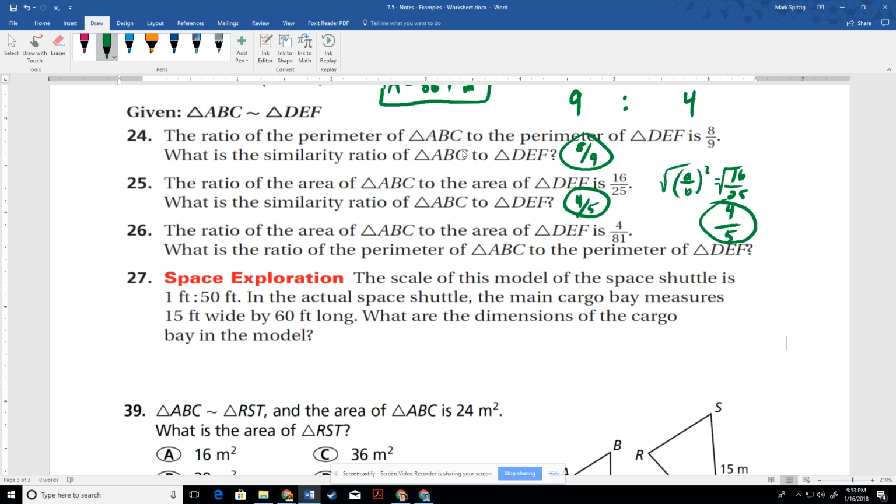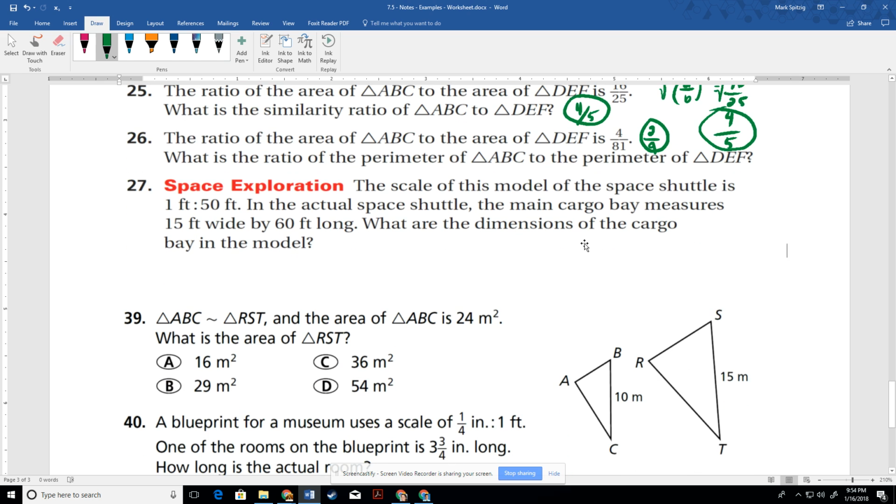The ratio of the areas are going to be 4 to 81. So right off the bat, I can basically say that the square root of 4 is 2, square root of 81 is 9. So 2/9 would be the ratio of the perimeters, right? So it would be either the similarity ratio or the ratio of the perimeters. They'll be the same thing.